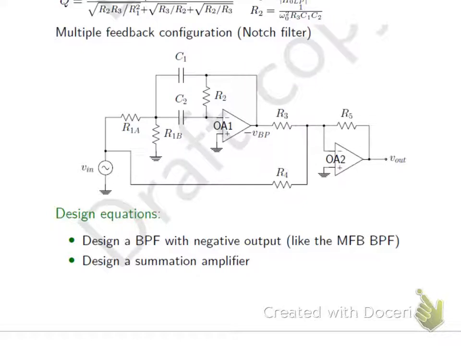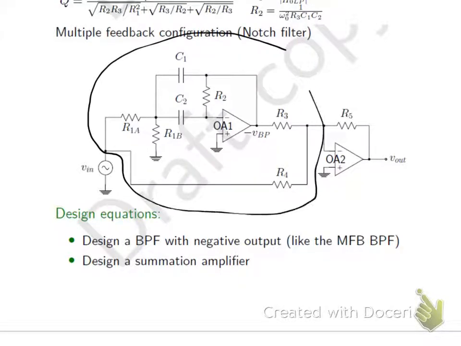And for your notch filter, you basically have a band pass filter here and a summing amplifier there, my bad. And that is how you create your band pass frequency response using multiple feedback. I'm not really going to analyze this because there is a lot of working to prove how this is a band pass filter, but this is your band pass filter for multiple feedback.